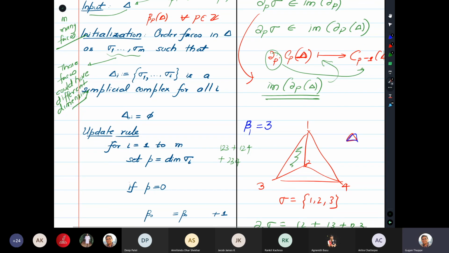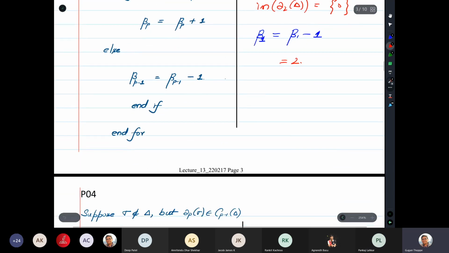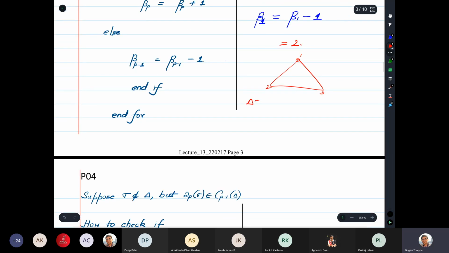Yes, Pankaj. Do you have any example for this? I didn't understand this. So let's say this is your simplicial complex, 1, 2, 3. Can you tell me what are the different faces in delta, Pankaj? It's 1, 2, 3. Yes. Then 1, 2, 1, 3, and 2, 3. These are the different faces.